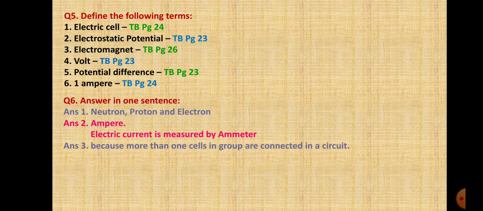Fourth one is, how can the strength of an electromagnet be increased? It can be increased by increasing the strength of current. So you will write the complete sentence: the strength of an electromagnet can be increased by increasing the strength of current.